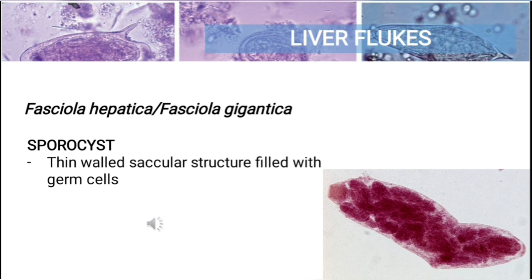And lastly, we have the sporocyst of our Fasciola hepatica and Fasciola gigantica, which develops from our miracidium or miracidia. The sporocyst is described as a thin-walled saccular structure filled with germ cells, as you can see in our picture on the right portion of our PowerPoint. The treatment for our Fasciola hepatica and our Fasciola gigantica is triclabendazole.